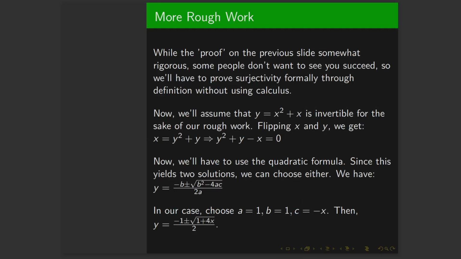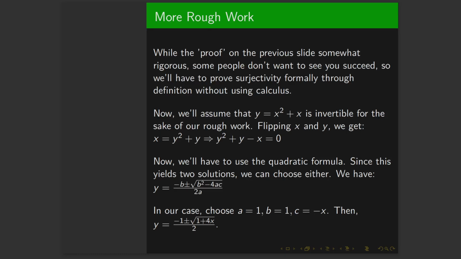But this is a proof in a sense, like, oh hey, we're explaining our reasoning, but that's not good enough. We actually want to show surjectivity without having to use calculus, literally formally, like find the correct value of x so that this is surjective. Now we're just going to assume that y equals x squared plus x is invertible for the sake of our rough work. This function isn't invertible because the parabola is not injective.